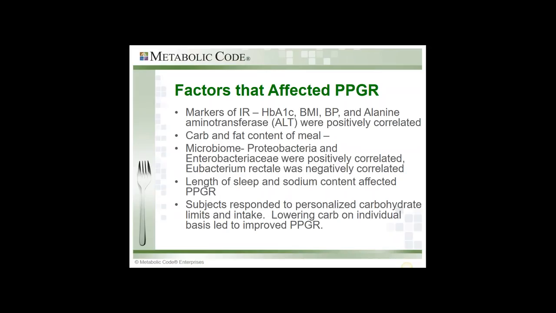So when people have a high hemoglobin A1C, when they have elevated BMI, when they have elevated blood pressure, when they have, actually, this was an interesting one, this ALT, which is a liver marker, that being high, which makes sense because, again, when people have insulin resistance, they're not dealing with their glucose well. What happens? They tend to develop fatty liver. And from fatty liver, you can develop liver damage. So these markers were positively correlated with the postprandial glucose response. The higher they were, the higher the response. No surprise there.